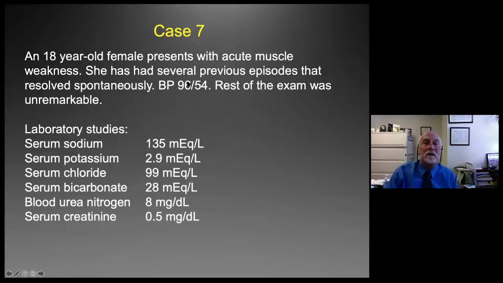This is an 18-year-old who presents with acute muscle weakness. She's had several previous episodes that resolve spontaneously. Her blood pressure is not elevated. It's only 96/54, and the rest of her exam was unremarkable. So a young woman, muscle weakness, normal blood pressure, and a potassium of 2.9. And what else can we learn here? Sodium's essentially normal, maybe a little bit of a metabolic alkalosis, but almost within the normal range, and a normal BUN and creatinine for a petite young lady.